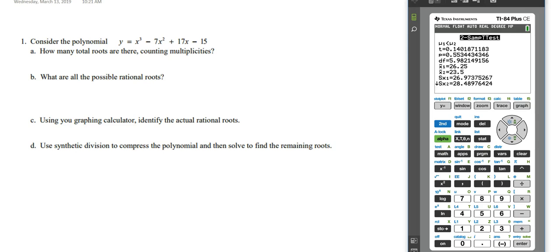Okay, gang, you should be looking at a worksheet titled Finding Roots with a Calculator. So this is going to be a follow-up to what we did yesterday, except I'm going to show you how to do some of these types of problems using your calculator to help you out. So first, looking at number one, consider that polynomial there, and it asks how many total roots are there counting multiplicities. You should know the answer to that one.